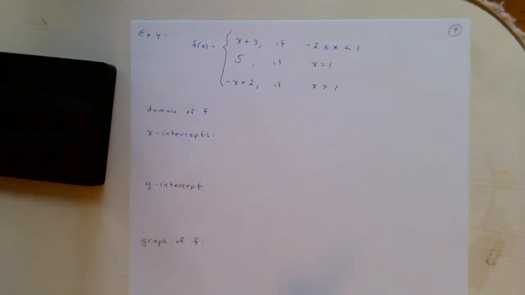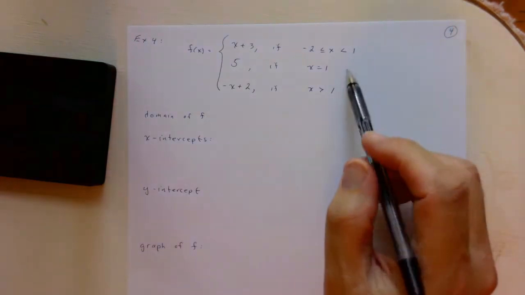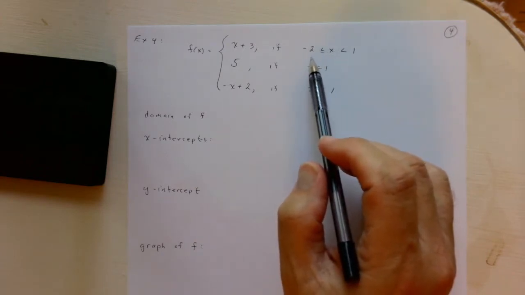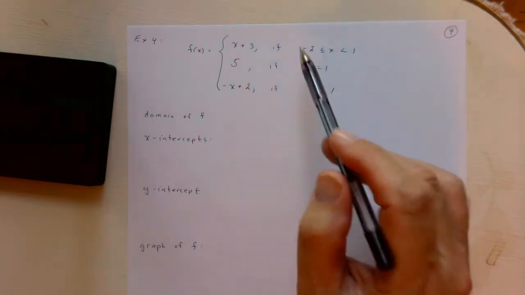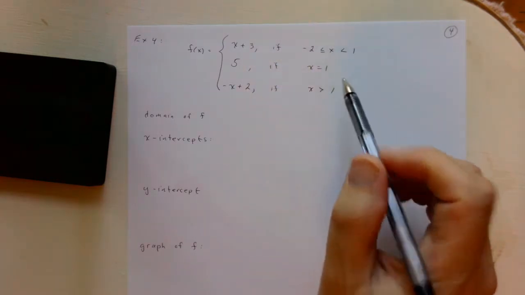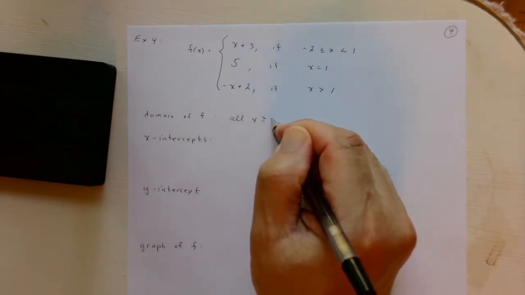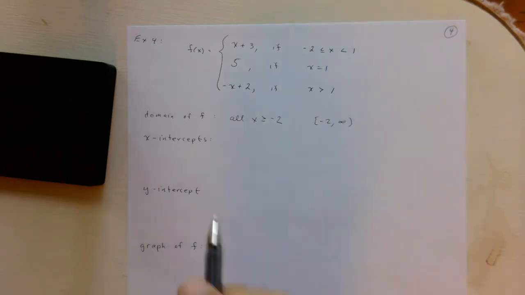All right, so let's see how we did. So the domain, we can certainly plug in any number that's greater than or equal to -2, right? Because we're either using this rule or this rule, and these are always defined. So the domain of f would be all x greater than or equal to -2, or in interval notation, -2 to infinity.